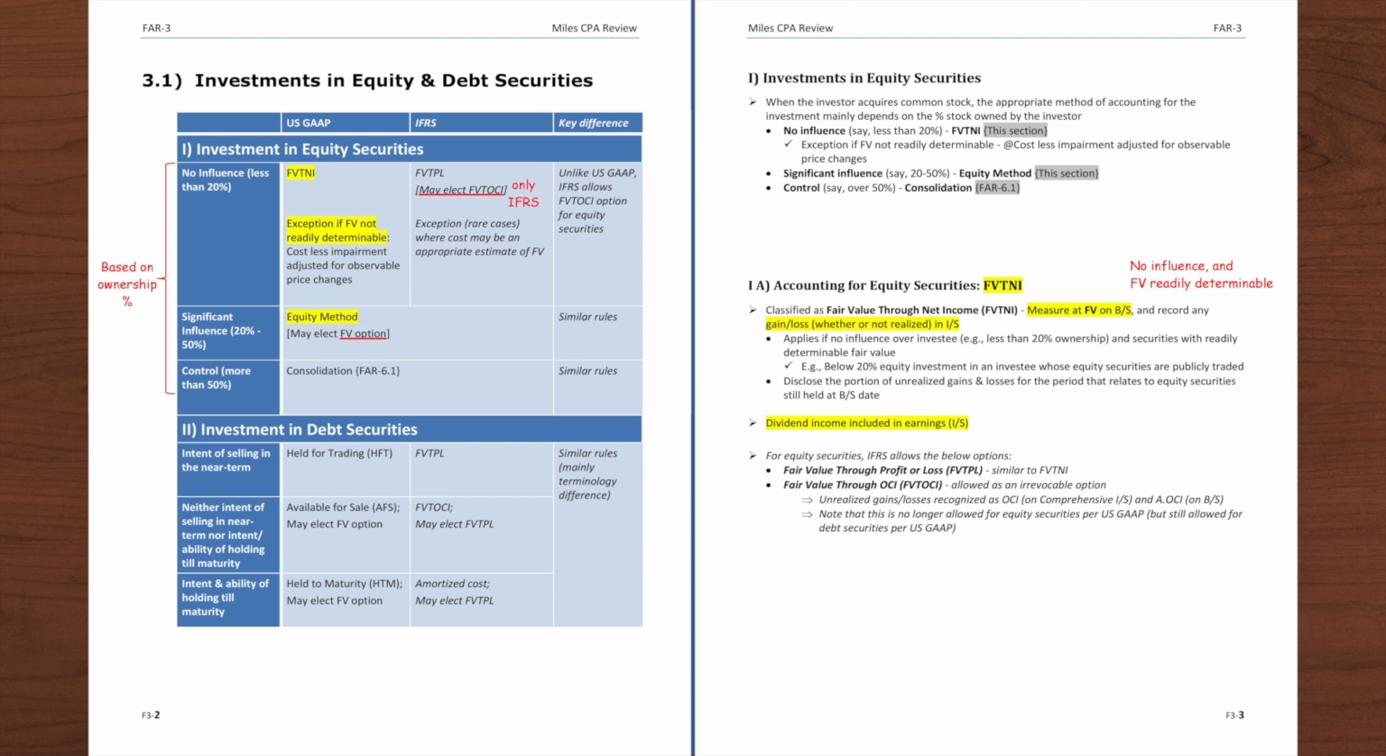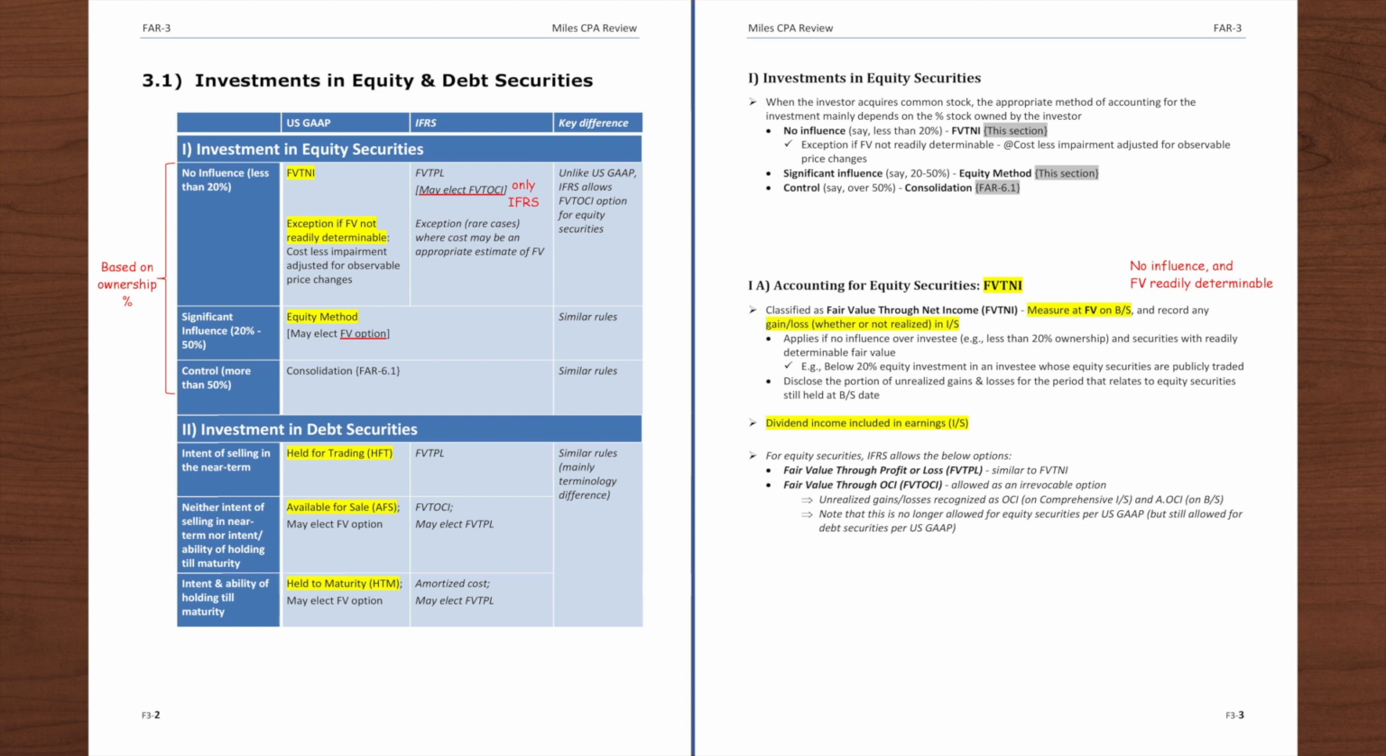Now let's talk about investment in debt securities. Now, debt securities could be classified as highlight held for trading or HFT, or highlight available for sale AFS, or highlight held to maturity HTM. So if the investor intends to sell the debt securities in the near term, that's like held for trading. If the investor in debt securities has the intent and the ability of holding those debt securities, those bonds, till maturity, then you use held to maturity.